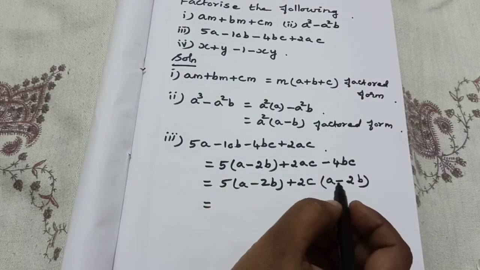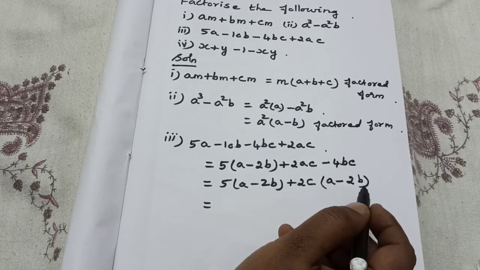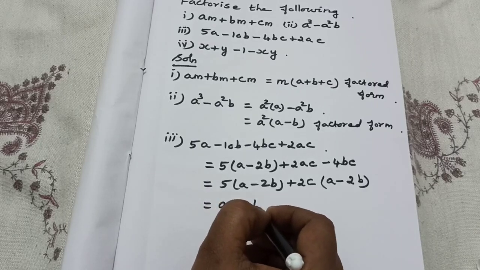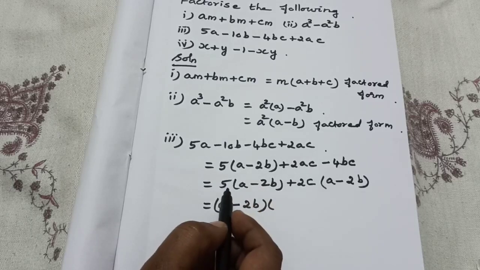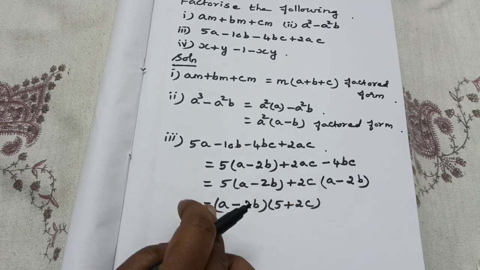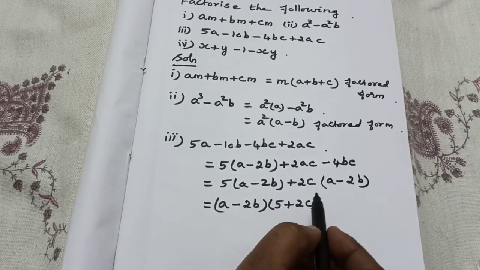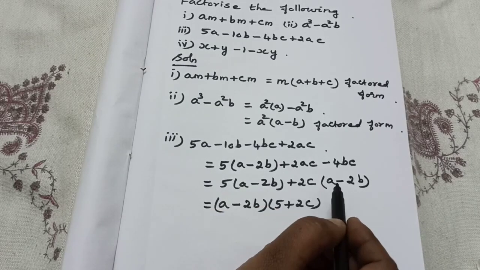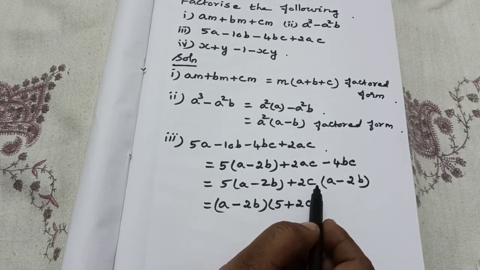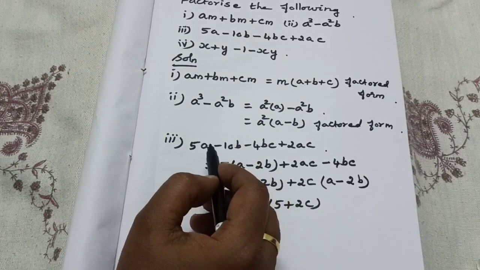Now you see, this is one term and this is another term. Which is common? A minus 2B. Both terms have A minus 2B common, isn't it? That common we take outside, A minus 2B, into the remaining 5 plus 2C. This A minus 2B we took outside as common, then remaining 5 plus 2C. These are the two factors of this polynomial.